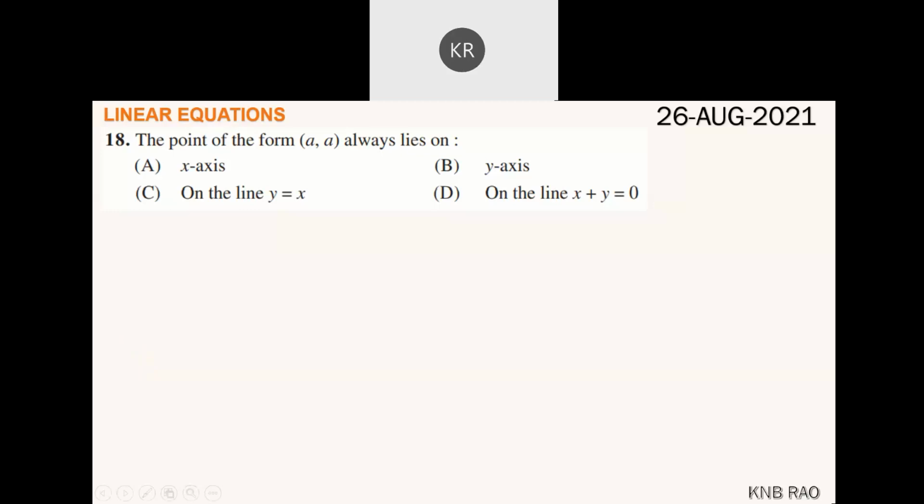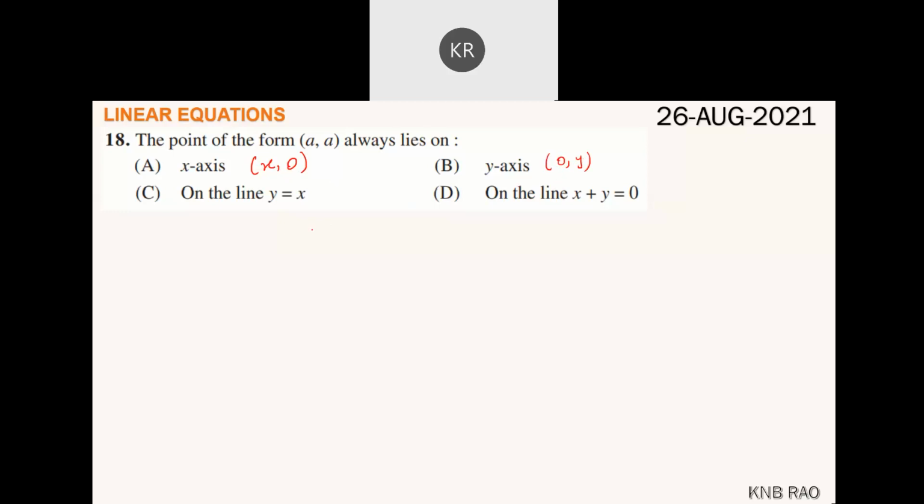Remember children, any point lying on the x-axis will have its ordinate 0. So it will be of the form (x, 0) or (a, 0), whatever you say, but the ordinate must be 0. If any point lies on the y-axis, then its abscissa must be 0. So it is of the form (0, y) or (0, b) or (0, a).